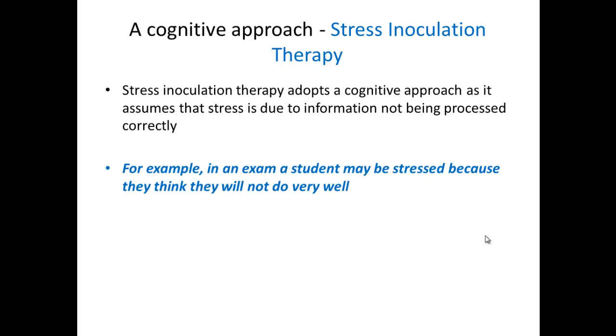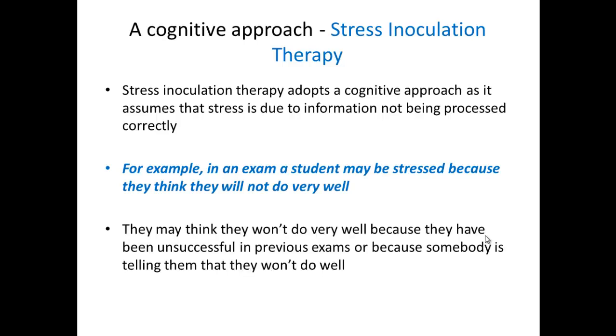So, an example here. If somebody is stressed, maybe suffering from anxiety around an exam or in an exam, it's because maybe they think they won't do very well in it. Now, why do they think they won't do very well? It could be because they've been unsuccessful in previous exams. It could be somebody is telling them they won't be doing very well. It could be they're just telling themselves they won't do very well. But there's some kind of reasons why they think they're not going to do very well, and that's causing them stress and anxiety. So how could stress inoculation therapy be used to help that individual?